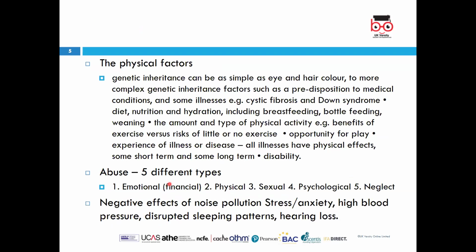Coming towards the physical factors, there is genetic inheritance, such as your eye color, hair color, and height. Then there are more complex genetic inheritance factors that may predispose you to certain genetic conditions such as cystic fibrosis and Down syndrome. There is diet, nutrition, and hydration, including breastfeeding, bottle feeding, and weaning. These may have an impact on other aspects of your life as well.